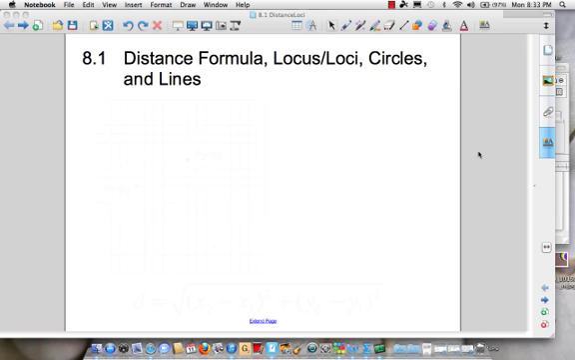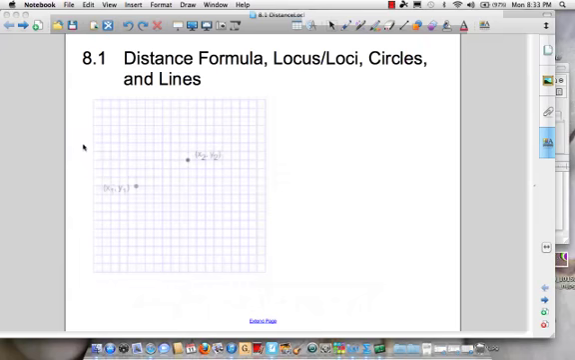This lesson covers some introductory material for Chapter 8. In particular, we're going to look at the distance formula. I'm going to show you where that comes from and how to use it. And in using it, we're going to look at what are called loci, the singular being locus. And the examples we'll do for a locus will turn into circles or lines.